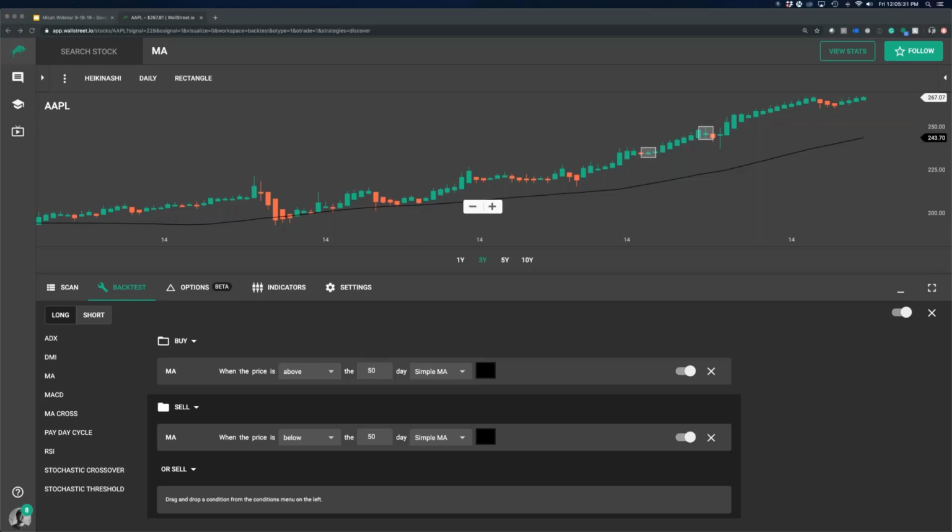Yep, this will work for backtesting. Right now, it overlays earnings. We're working on a hold for earnings feature, though.